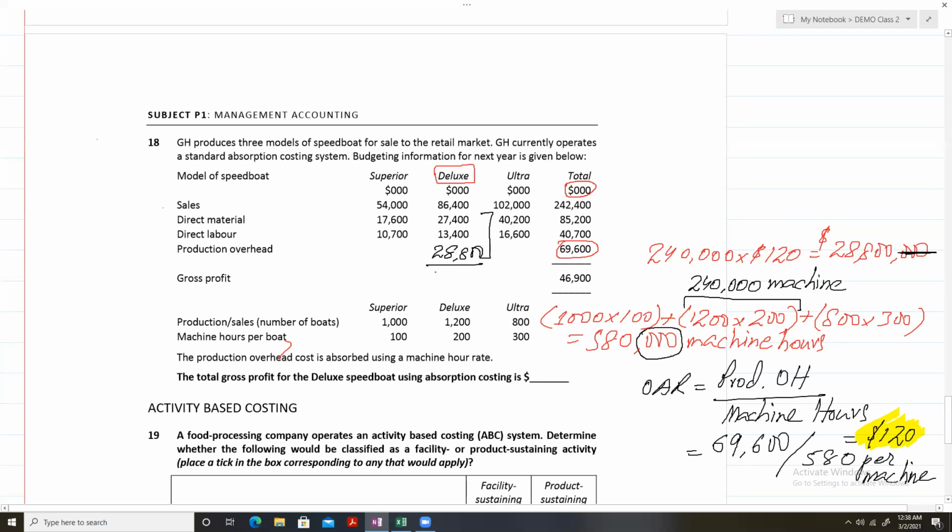Yes, the answer is 16,800. What we did, we simply took sales revenue and subtracted these three costs from the sales revenue to get an answer that is equal to 16,800, which is the gross profit as required in the question.